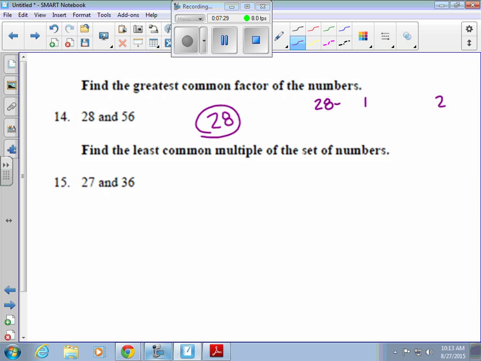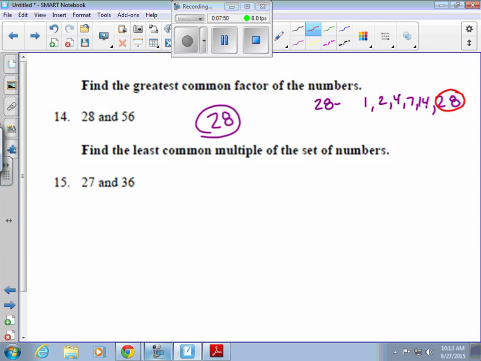1 times 28, 2 times 14. 3 doesn't go into it, neither does 4 does. 4 times 7. And that's it. And then go through the numbers for 56, and you'll get that this is the biggest number that goes into both of them.